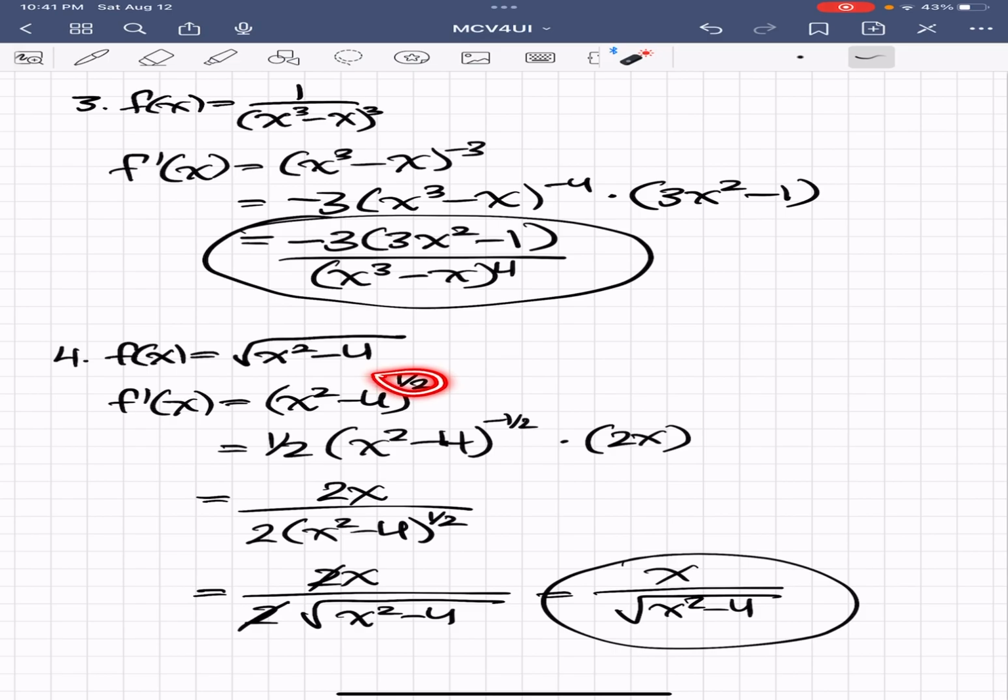So I brought that coefficient down. It became 1 over 2 as a coefficient, and then I subtracted 1 from 1/2, or minus 2 over 2. And then I got negative 1/2, and then I multiplied it by the derivative of what was inside the brackets, aka g of x, and that was 2x.